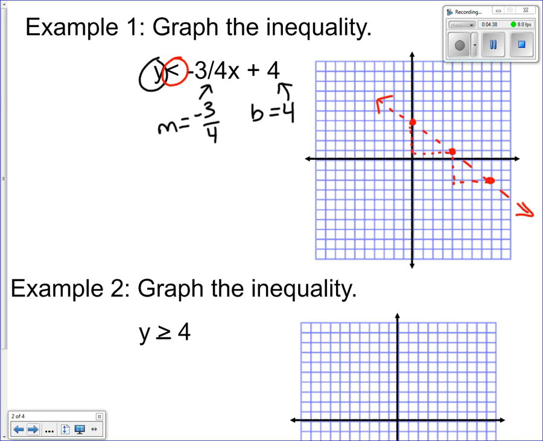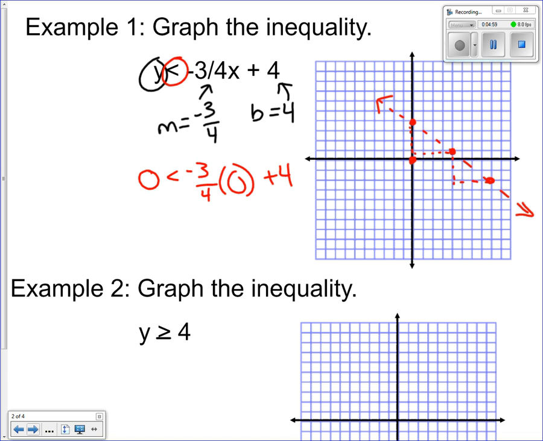Then I've got to figure out where to shade. I look at my graph. 0, 0 is right here, and that's not on my line, so I can try that out. I'm going to plug in a 0 for the y, less than a negative 3/4. Plug in 0 for the x, plus 4, and see what happens.